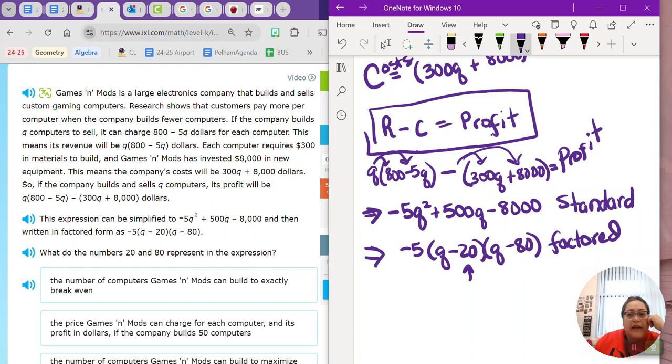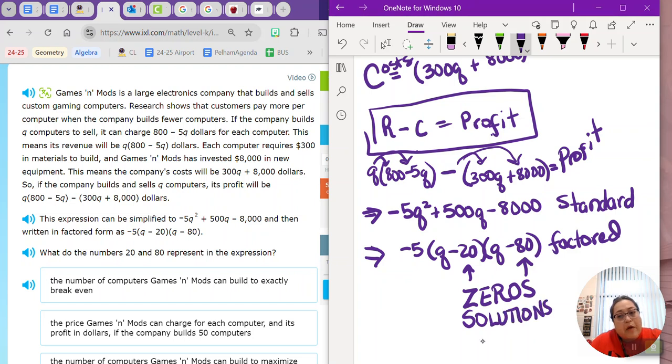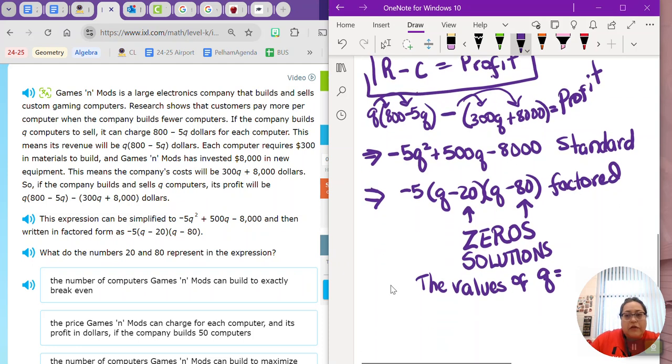And so what does 20 and 80 represent? In factored form, these represent the zeros. What are other names for zeros? Solutions, roots, the values, solutions, that means the values of Q. Okay? The solutions, what is Q that will help us solve this problem? And so they can either build 20 computers or 80 computers.